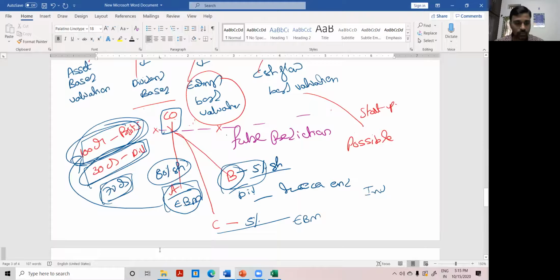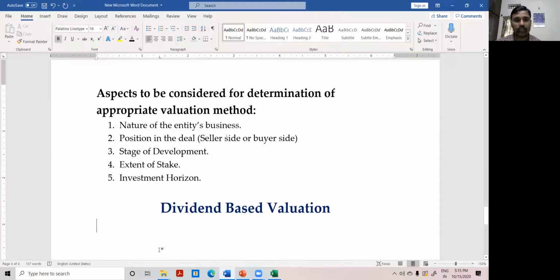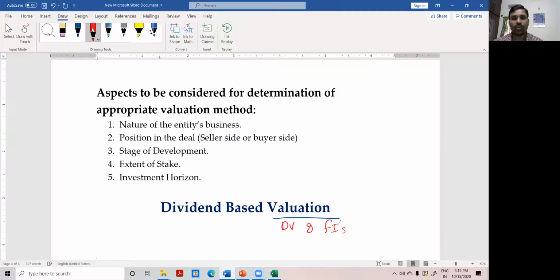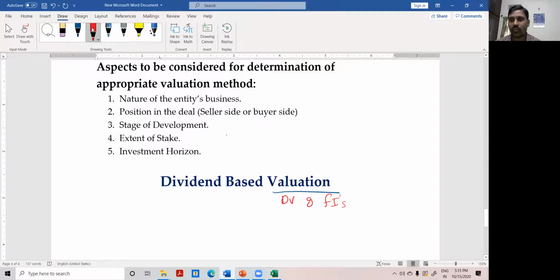Okay, dividend based valuation. What is the inflow, sir? Any valuation method, any asset and any method of valuation: discounted value of future cash inflows, as simple as that. Any method you use, this is what we want. Discounted value of future inflows.